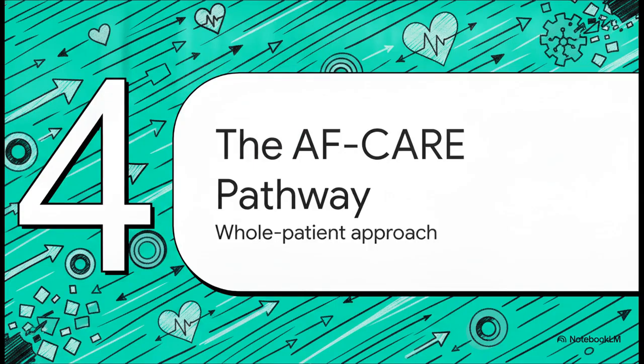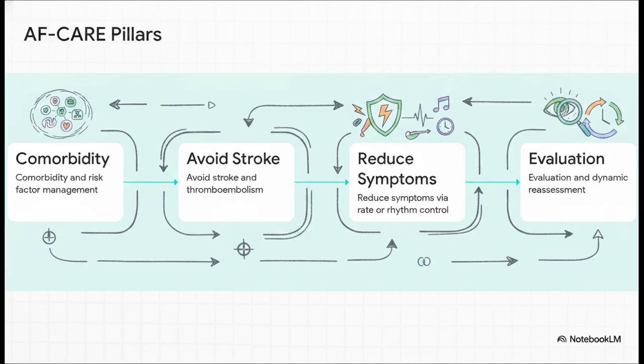Section 4, the AF care pathway, the whole patient approach. This updated pathway breaks everything down into 4 super neat, actionable pillars. C is for comorbidity and risk factor management. A stands for avoid stroke and thromboembolism. R is to reduce symptoms, that's your rate and rhythm control, and E is for evaluation and dynamic reassessment. The whole point of this AF-CARE framework is to give you a comprehensive roadmap to treat the whole patient, not just stare at the ECG rhythm.